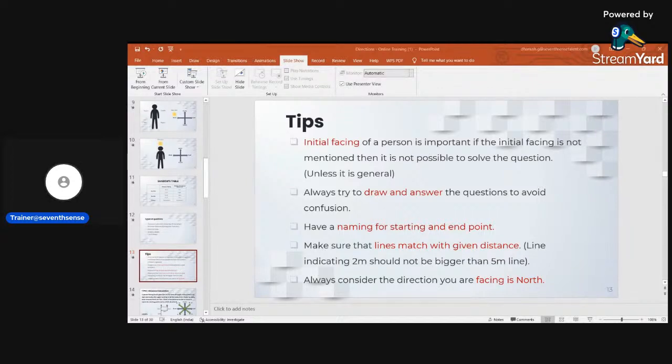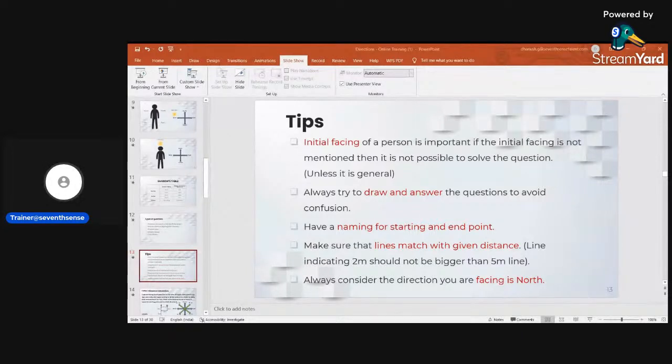So they are saying a person facing south. A person facing south means the person is facing towards this side, goes 2 kilometers. So this is the starting point, and he goes for 2 kilometers in the south direction. Then he turns to his right and walks for 3 kilometers. If a person is facing towards south, this is the right side and this is the left side. So he is taking right.